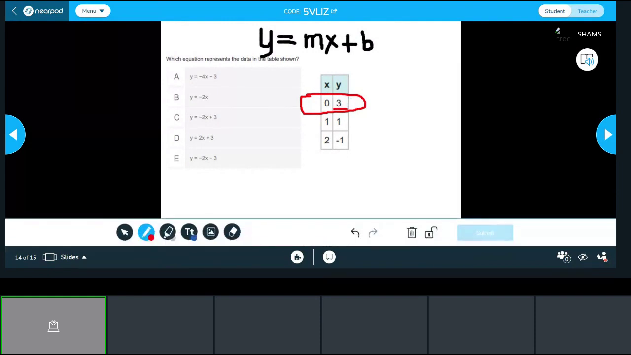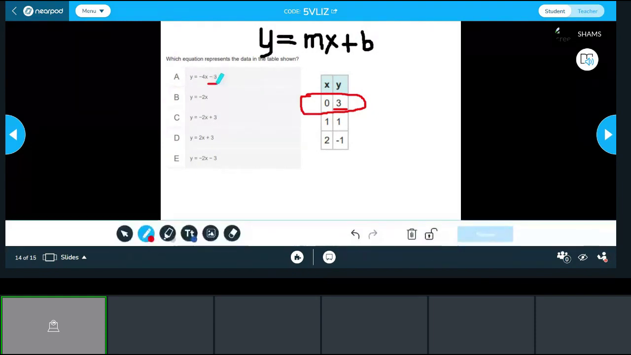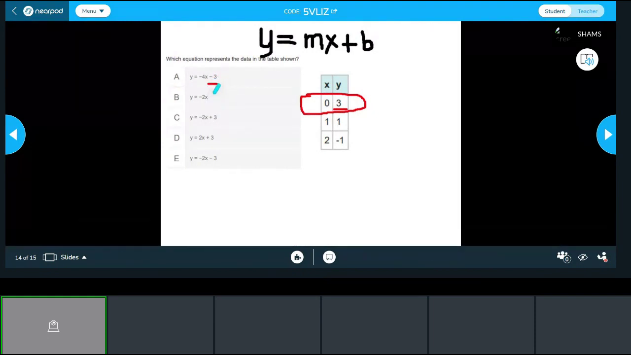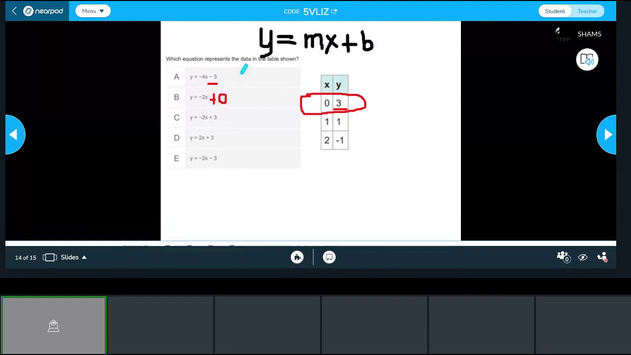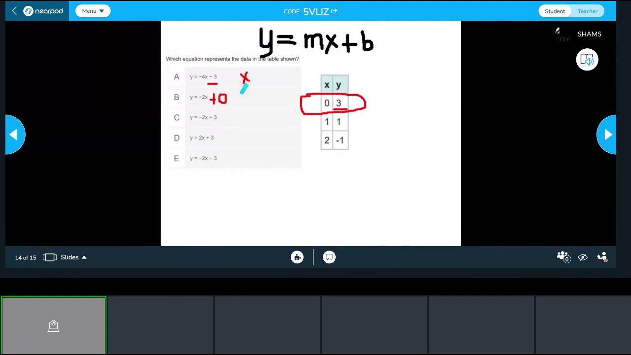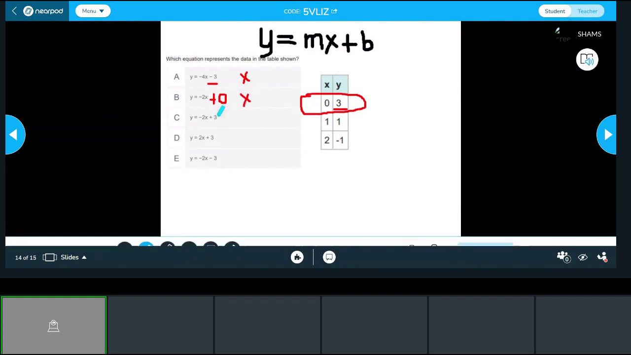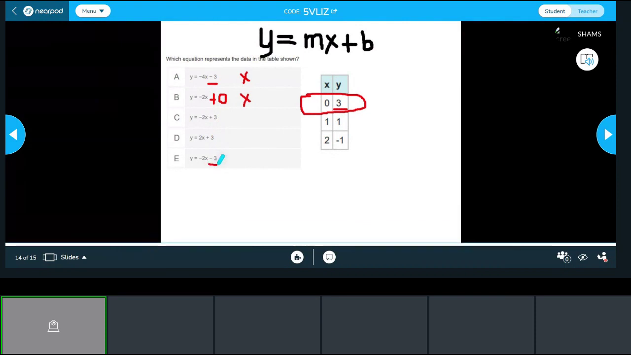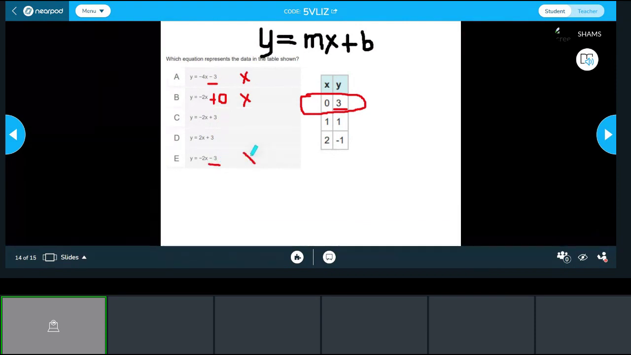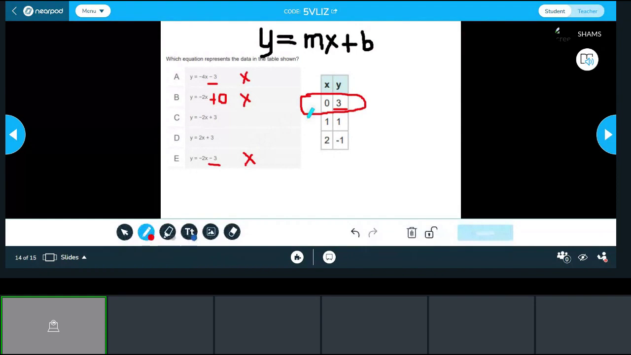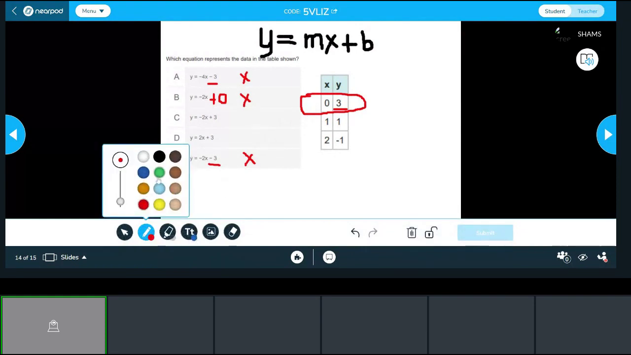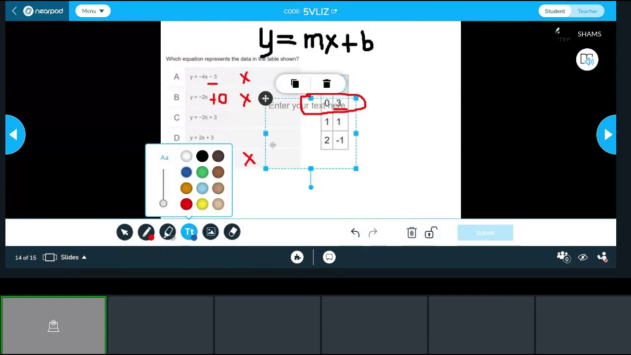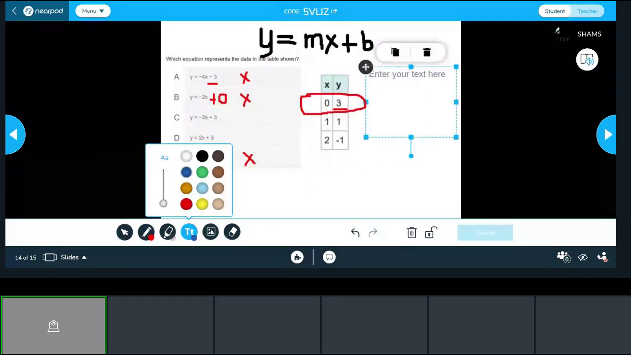In this table, B is 3. It is positive 3, not negative. Here B is probably a 0. Okay, so not this, not 0. It is positive 3, positive 3, and it is not negative 3. I am left with 2 answers. Let's go ahead and find m. M tells me the change from one point to another.